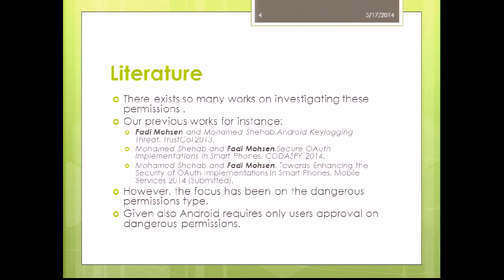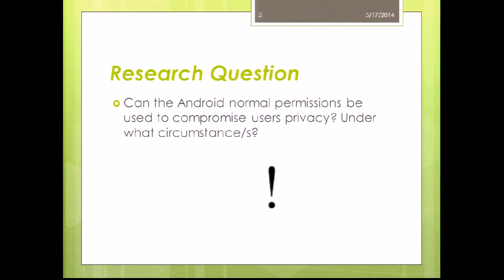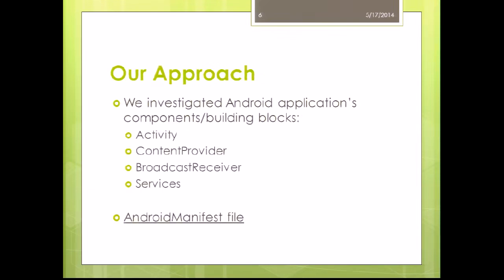As I said, the focus has been on the dangerous permissions, and there is very little work on the regular permissions. So the research question is: can we use the regular permissions to compromise users' privacy? I forgot to mention the reason we chose Android. The same concepts may apply in the majority of platforms, but Android is open and flexible, so we can download the platform and change it. Also, we can get the source code of applications downloaded from the market. So back to our research question: can we compromise users' privacy in Android using only normal permissions?